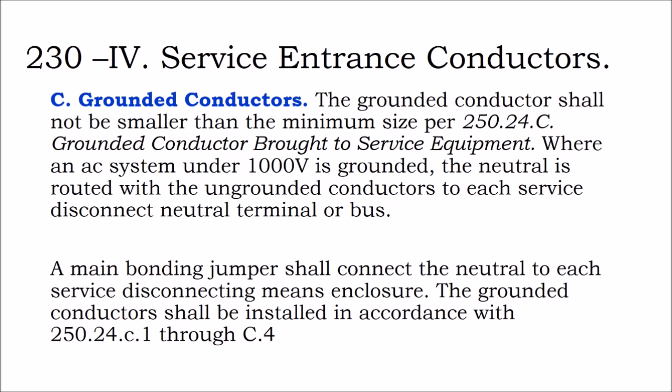So right here in the service disconnecting means from the utility, the main bonding jumper is connecting the neutral to ground. So where is the neutral connected to ground? Is it connected to ground at the utility service entrance disconnect, or is it connected to ground inside your main service panel? It's connected at the service entrance disconnect.